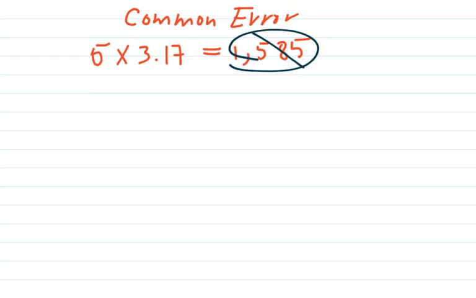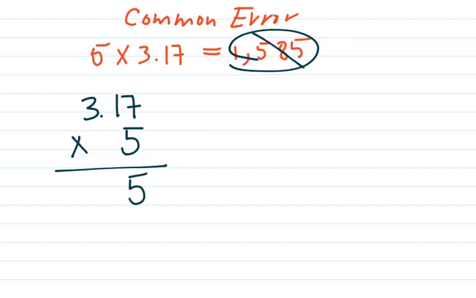So if we look at the original problem, we know that strategy number 2 today would say multiply this as though this was a whole number. So we went through and we multiplied this as if it was a whole number. We would do 7 times 5 is equal to 35. So we write down the 5 and we would regroup the 3. 1 times 5 is 5 plus the regrouped 3 is 8. And then 3 times 5 is 15.